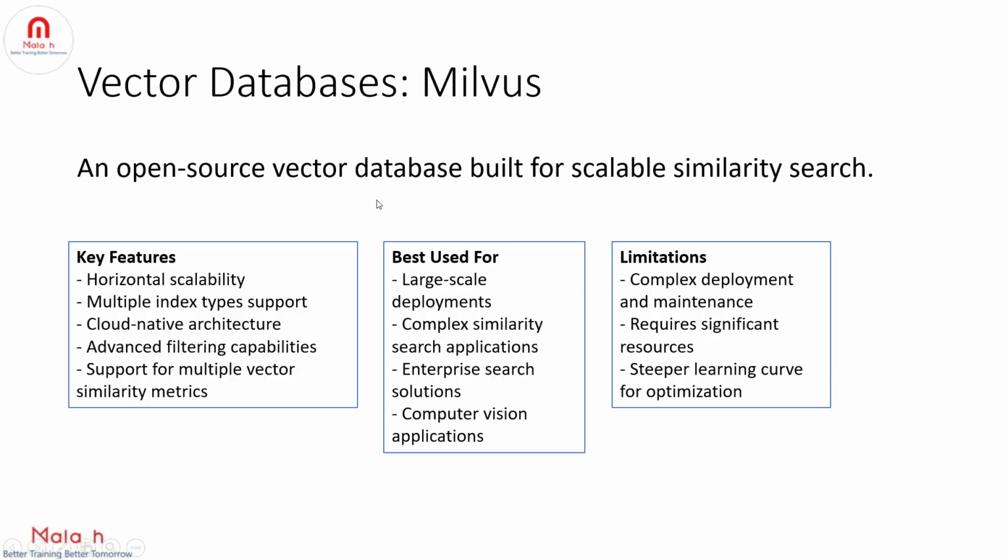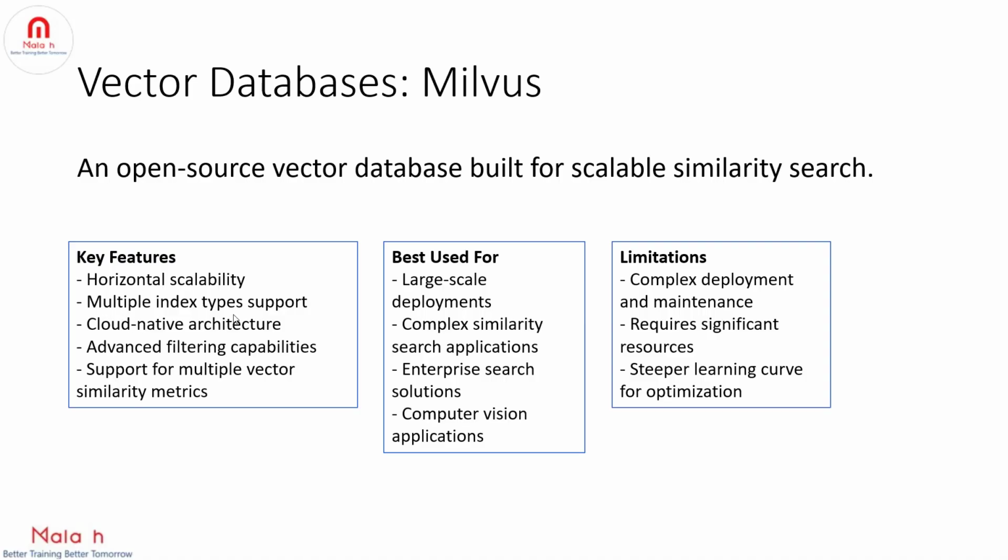Milvus is an open source vector database built for scalable similarity search, right? And what are the key features? It has horizontal scalability, which means adding more instances of the same type to the existing pool of resources, right? So that is the use of Milvus.